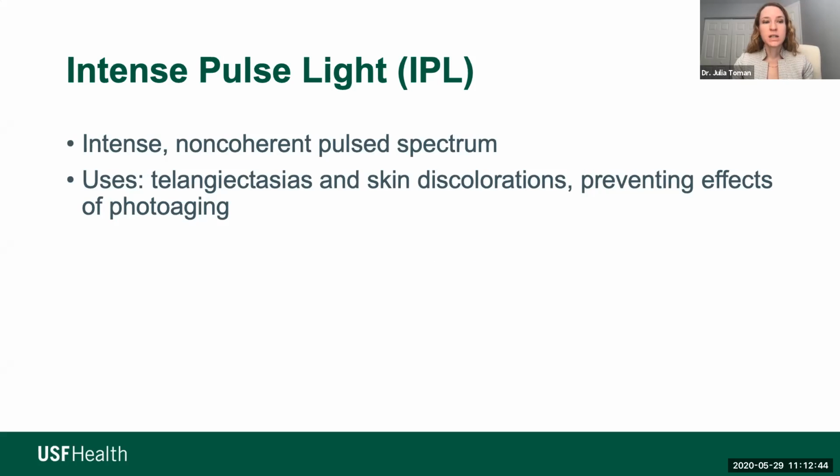And then intense pulsed light is not a laser, but it's an intense non-coherent pulsed spectrum between 590 nanometers to 1200 nanometers. And the pulse is adjusted for selective photothermolysis. It's used primarily for telangiectasias and skin discolorations, as well as to prevent the effects of photoaging.